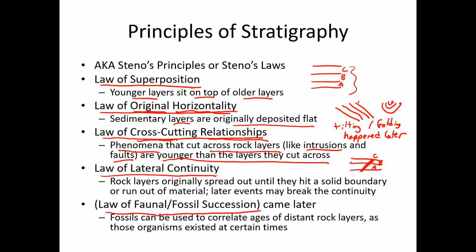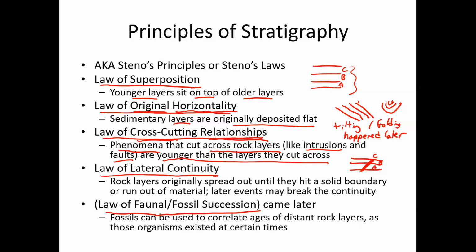The law of lateral continuity says that rock layers originally spread out about as far as they could, which is until they hit a solid boundary or run out of material. And we'll see how that applies to things like the Grand Canyon that's got the same rocks on both sides, and even rocks that are really far away from the Grand Canyon that are the same as the rocks in the Grand Canyon. It's pretty cool.